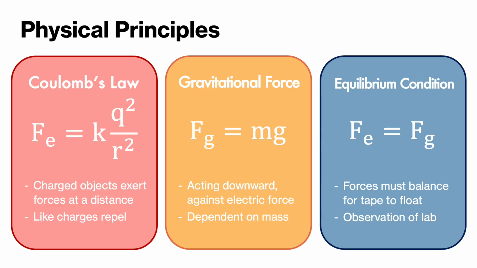The first key principle in this lab is Coulomb's law, which states how charged objects exert forces on each other at a distance. Like charges repel, and the magnitude of this force depends on the amount of charge and the separation distance. The second principle is the gravitational force, which acts downward on the tape and depends on its mass. When the tape floated, it was in equilibrium, meaning that the upward electric force exactly balanced the downward gravitational force. This equilibrium condition is what allowed us to calculate the charge on the tape.